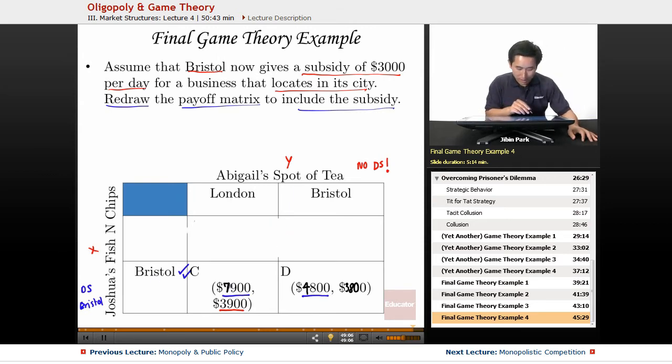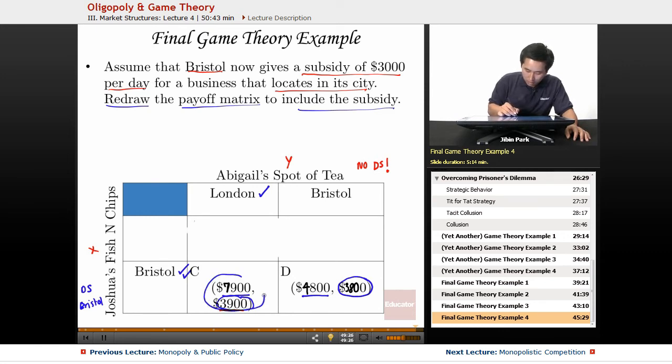So Abigail is now choosing between $3,900 here or $3,800. And so it's just that $100 more. If Abigail only cares about that money, then Abigail is going to choose London here. So it's still going to be the same situation. But now, what's interesting is that Joshua has a dominant strategy of going to Bristol and Abigail does not. But because of Joshua's dominant strategy, Abigail is going to go ahead and choose London.